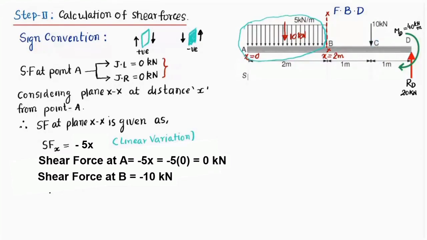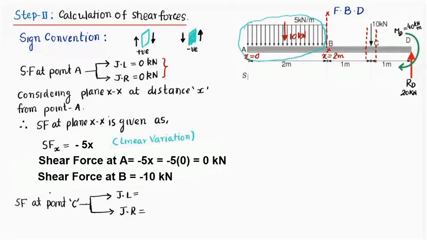So we shall be considering a plane just before point C, that is just left, and a plane just after point C, that is just right. This is what I'm going to follow because there is a point load acting over here. So let's see what shear force we get. So I'll write down shear force at point C. Since there is a point load acting at point C, we will have to take just left and just right. So just left of the point C, and we will also take just right of the point C.